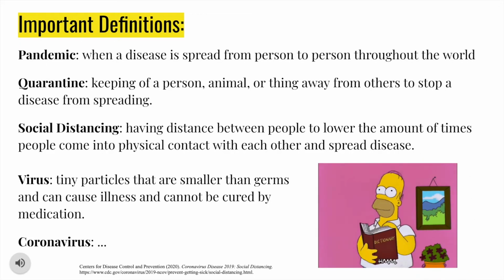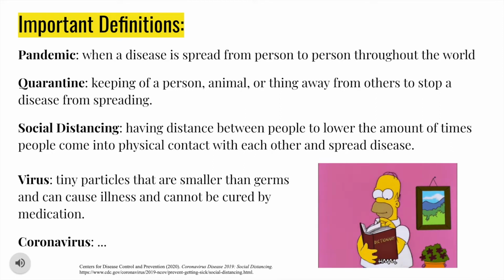Alright, so to get us started, we're going to go over some important definitions. That way, if they're mentioned throughout this presentation, you can understand what they mean and you'll have a better understanding of the subject overall. So the first word we're going to define is pandemic, and this whole COVID-19 situation is considered a pandemic. A pandemic is when a disease is spread from person to person throughout the world. As we know, in the case of COVID-19, it originated in Wuhan, China, and then spread throughout the globe.